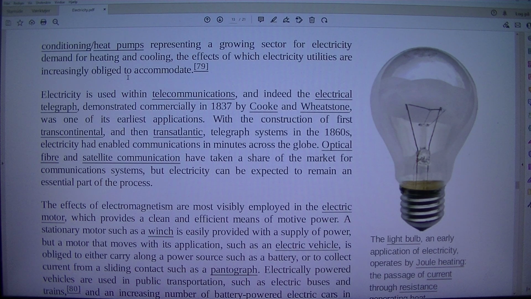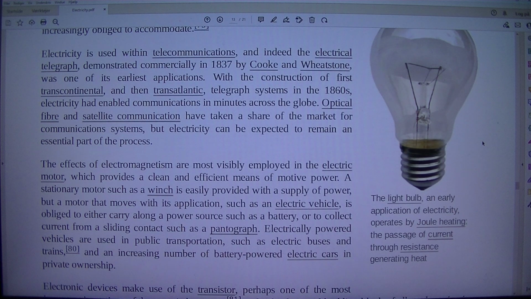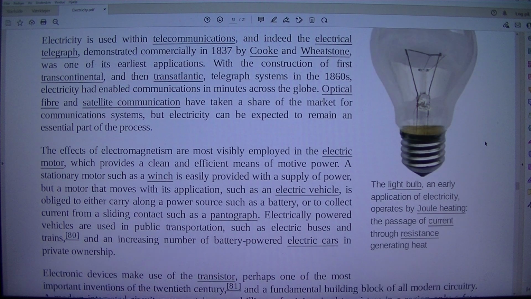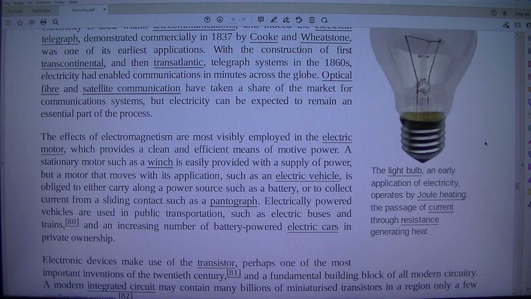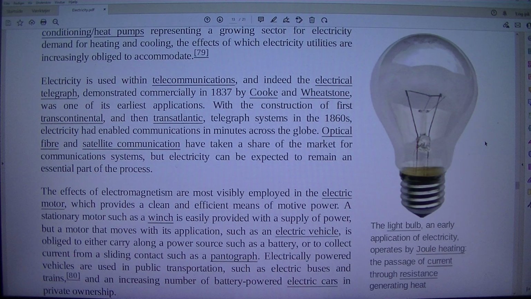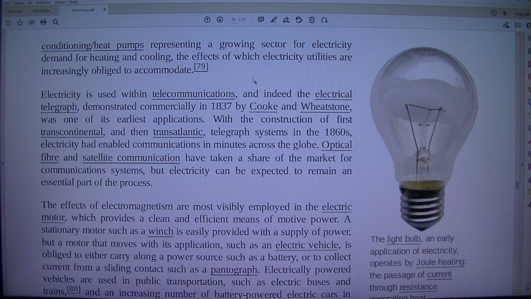The light bulb, an early application of electricity, operates by Joule heating, the passage of current through resistance generating heat. Air conditioning and heat pumps represent a growing sector for electricity demand for heating and cooling, the effects of which electricity utilities are increasingly obliged to accommodate.